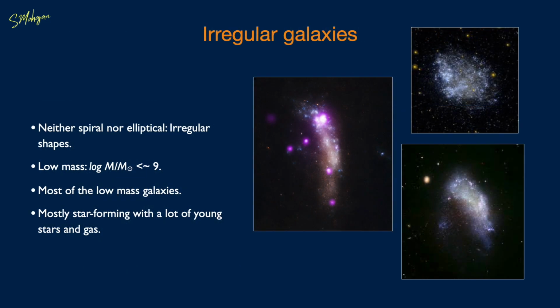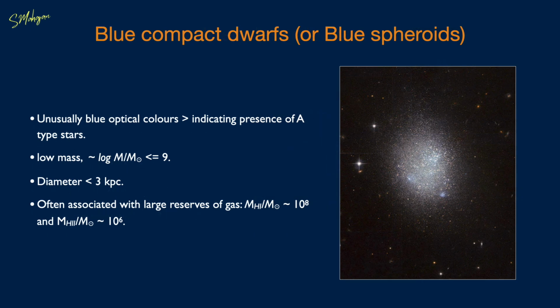Next in line, we have the irregular galaxies, most of which have stellar masses less than about 1 billion times the mass of the Sun. The dwarfs are mostly star-forming galaxies with a lot of young stars and gas in them.